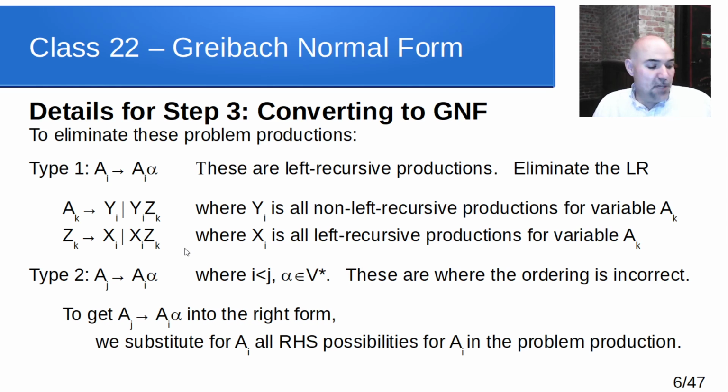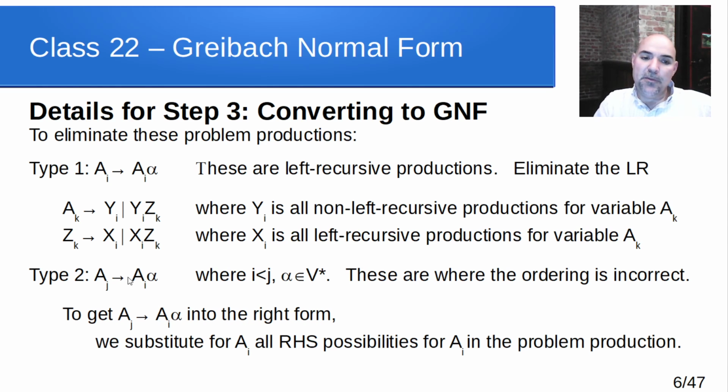We just do that. Now type 2, where the ordering is incorrect, we basically just go through and say, okay, I have one of these productions where the ordering is incorrect. Let's take this A_i on the right-hand side, and that's going to have its own productions with the right-hand side. We're just going to do a substitution. We talked about substitution previously as well, and you can always perform those substitutions and it won't change the language. So we're just going to substitute all the right-hand side possibilities for A_i into the first position of this side for A_j. And we're going to do that for all of them.